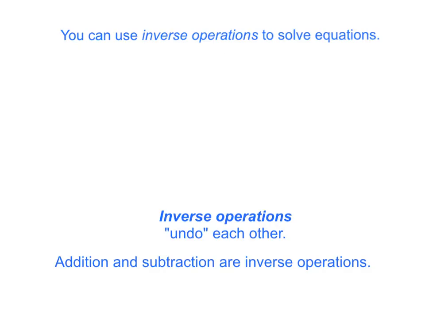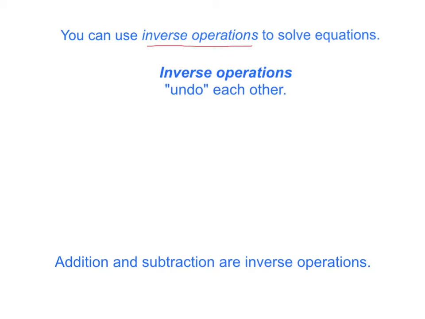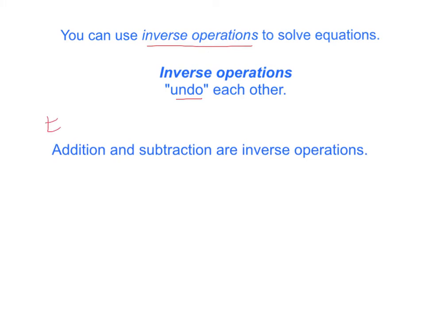So you can use inverse operations to solve equations. An inverse operation, basically, is operations that undo each other. An example would be addition and subtraction are used as inverse operations. So if I add something, I could just subtract it out. I could undo it.